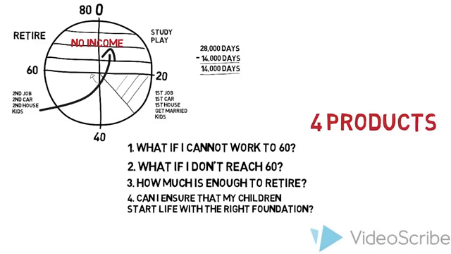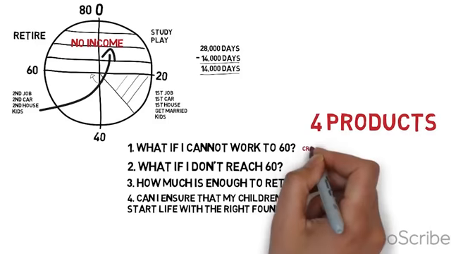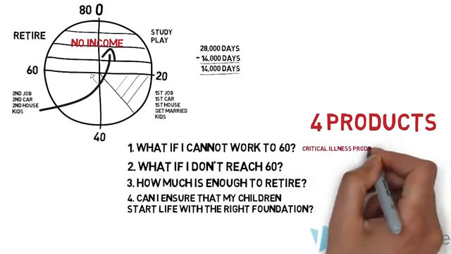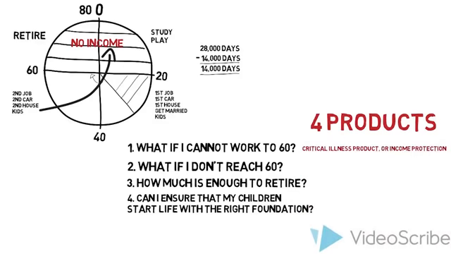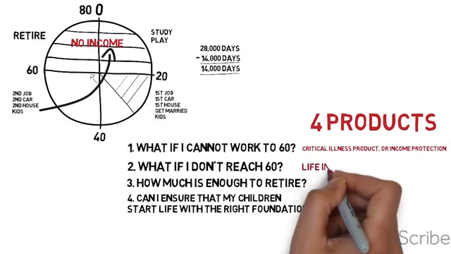The first fear was, what if I cannot work to 60? And the product that helps you take care of that is either a good critical illness product or an income protection due to disability. My second biggest fear is, what if I don't reach 60? Now, the only thing that can stop you from reaching 60 is in case you pass away. So for that, we have the product called life insurance.